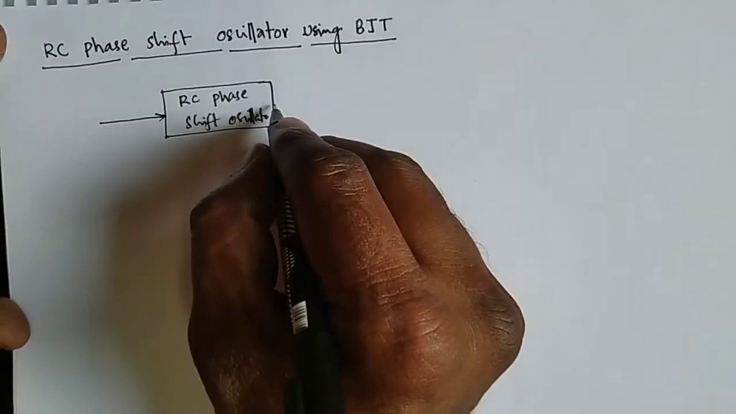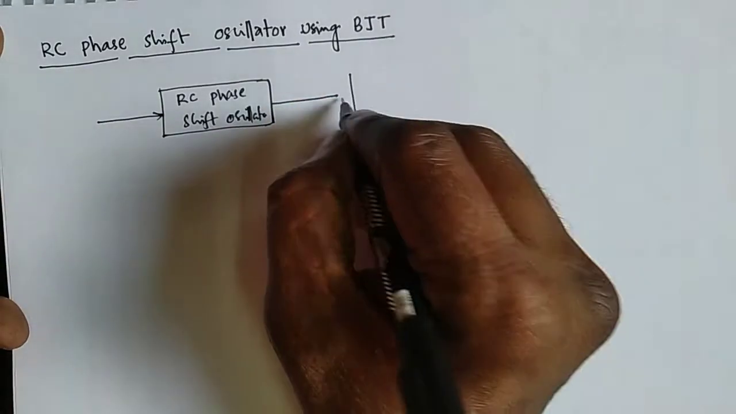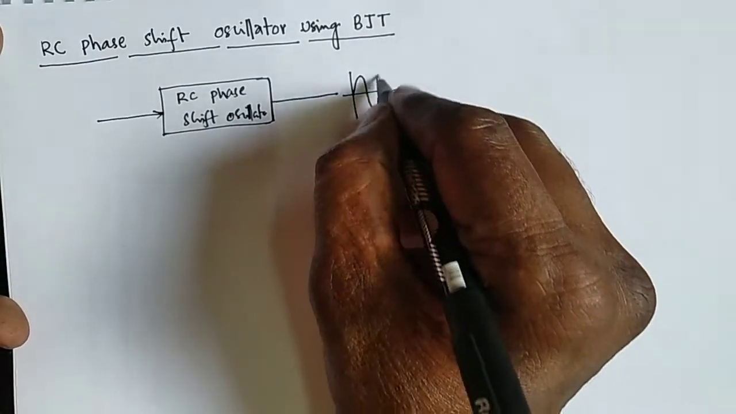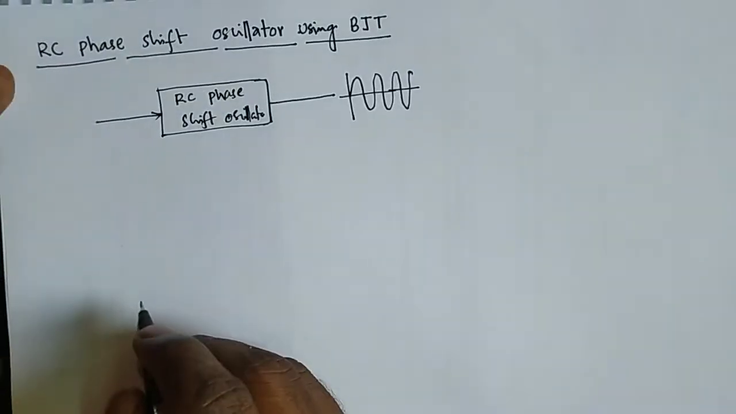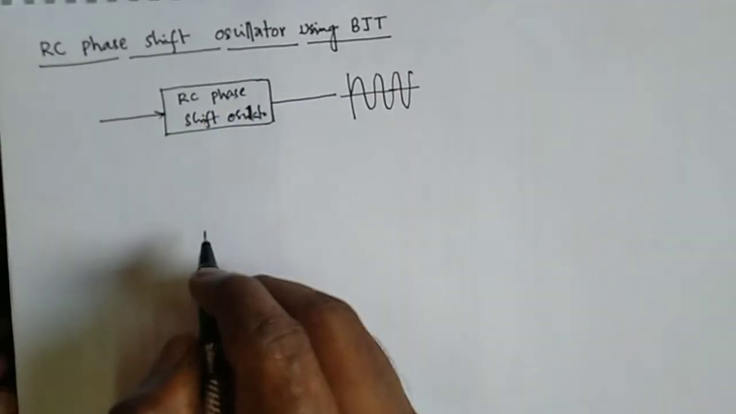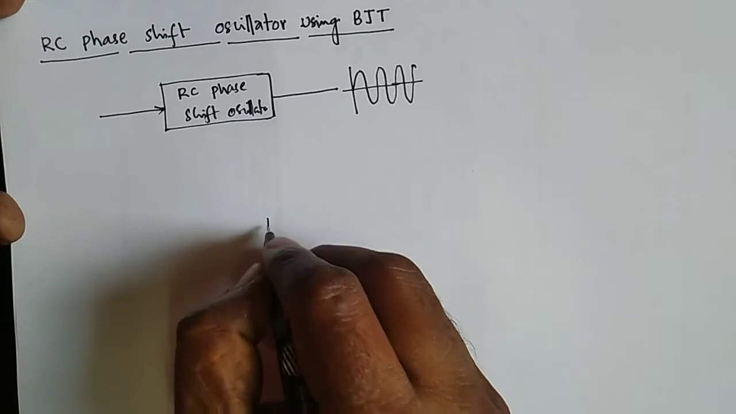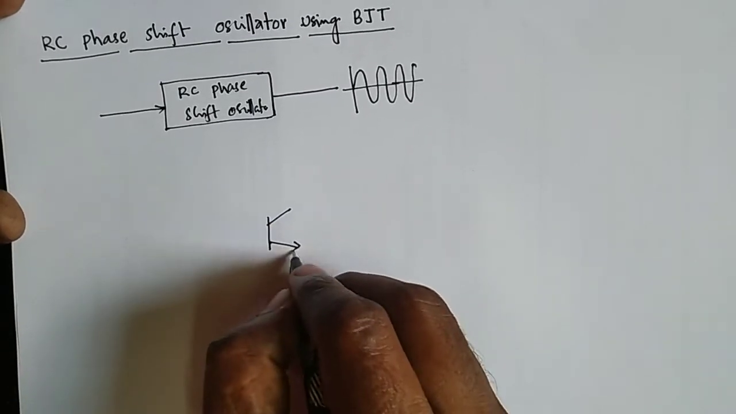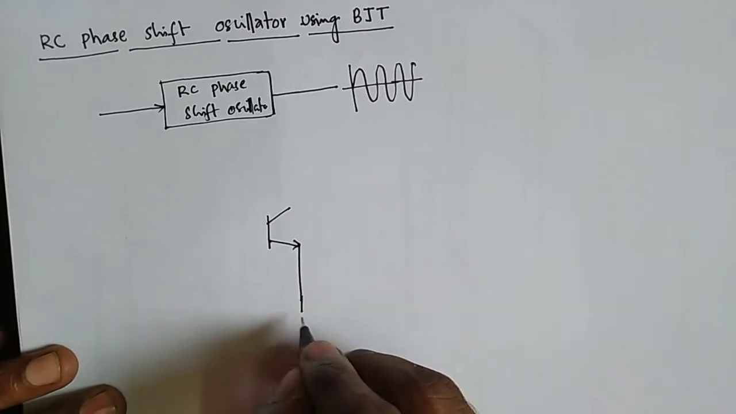We are applying, so whatever the expressions you have, without applying any input, you have to generate continuous expressions. Like that we can generate. In this case, with the help of a bipolar junction transistor, this is the basic circuit diagram for BJT, widely used for common emitter element.